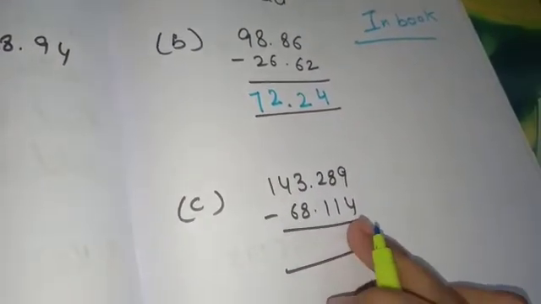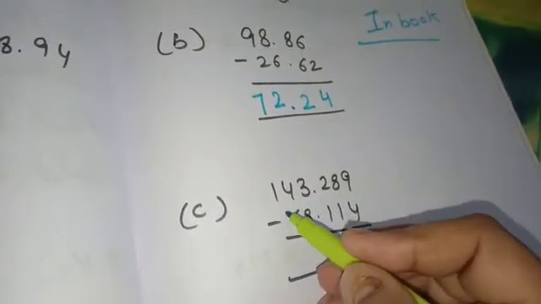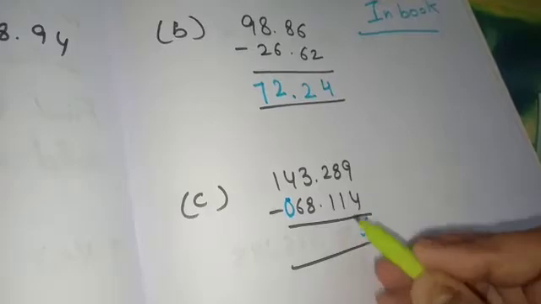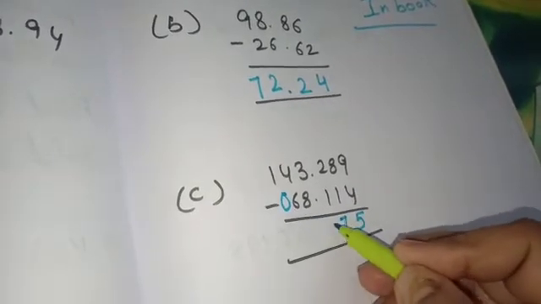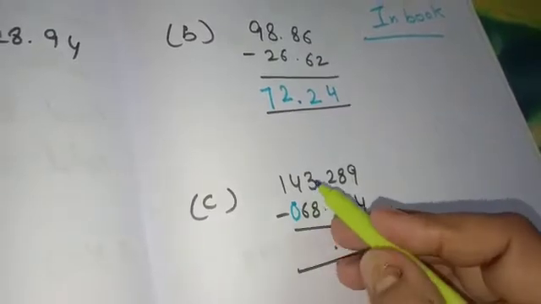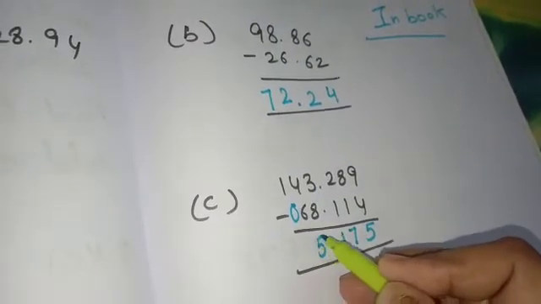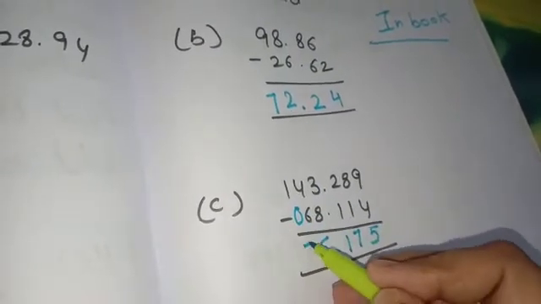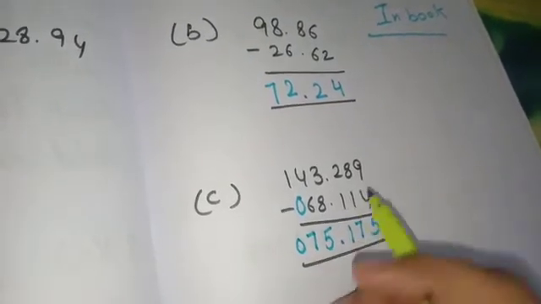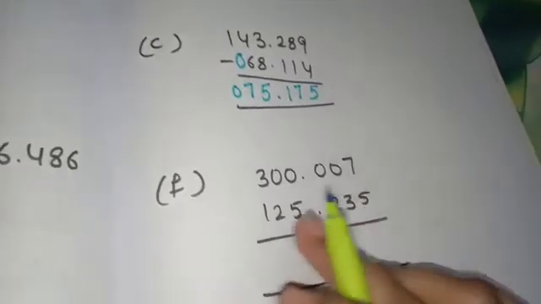Let's discuss one more part. Here this place is vacant, so fill a 0 here. 9 minus 4, 5. 8 minus 1, 7. 2 minus 1, 1. Decimal. 3 minus 8 not possible. Borrow 1. 13 minus 8, 5. 13 minus 6, 7. 0 minus 0, 0.